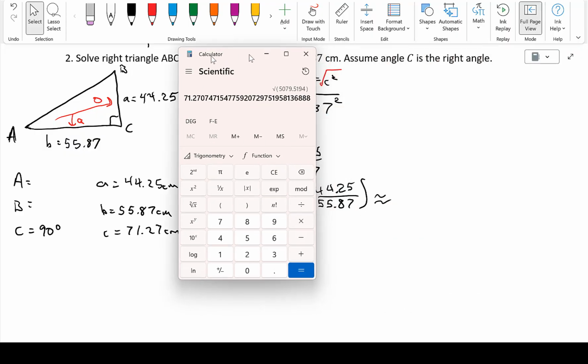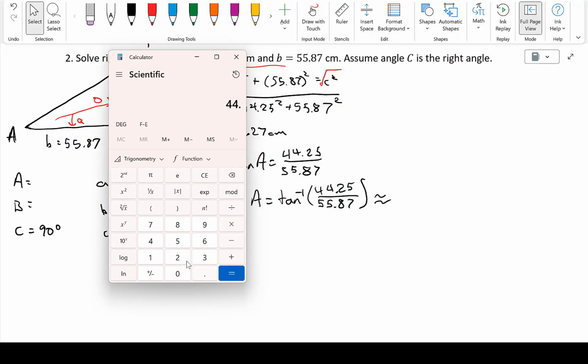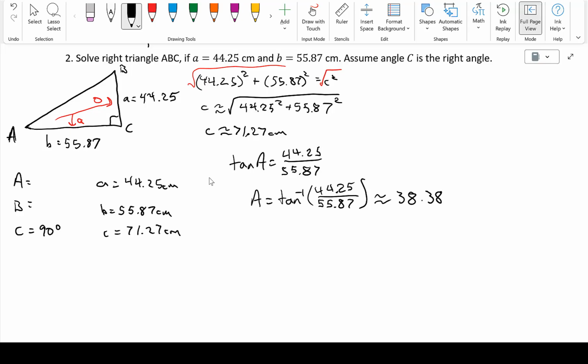So let's move so I can see it. We want 44.25 divided by 55.87. And then usually under the second functions, you'll see the inverses. So you might have to hit second on your calculator and then tan inverse, or second tan inverse and then type in that fraction if you can see everything you're typing on the screen. And then we get a 38 point, let's go 2 decimals because we did it for the sides as well, so 38.38. That's easier to remember too. So 38.38 degrees.